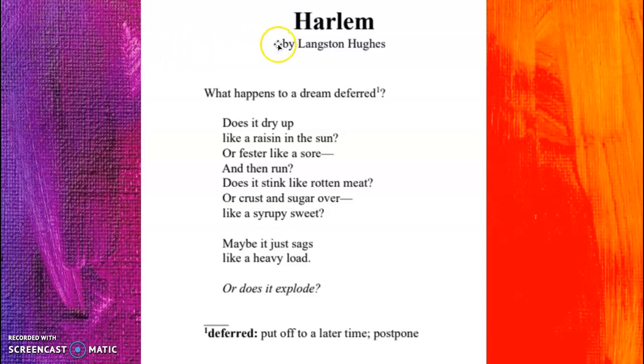Harlem by Langston Hughes. What happens to a dream deferred?